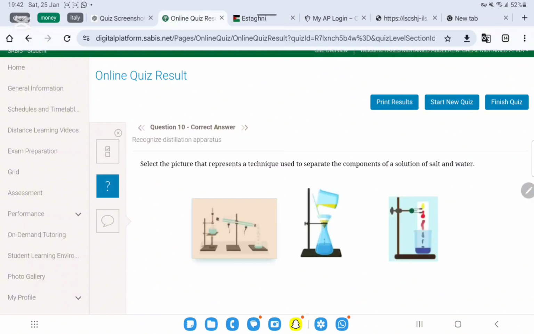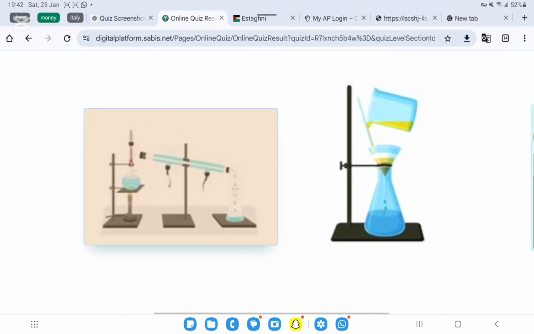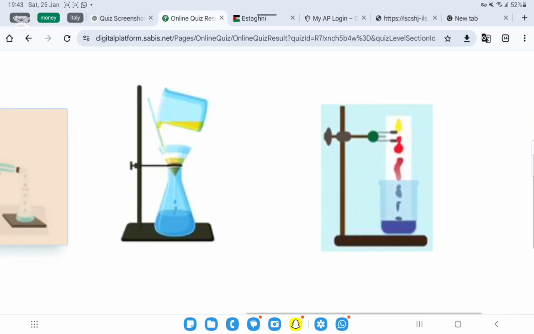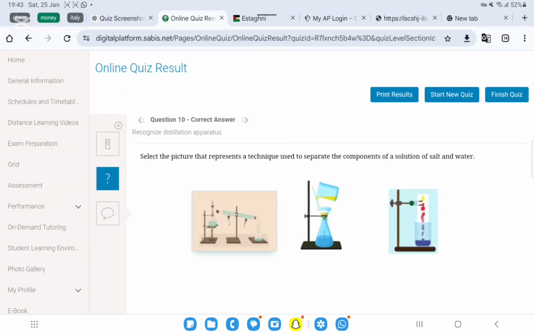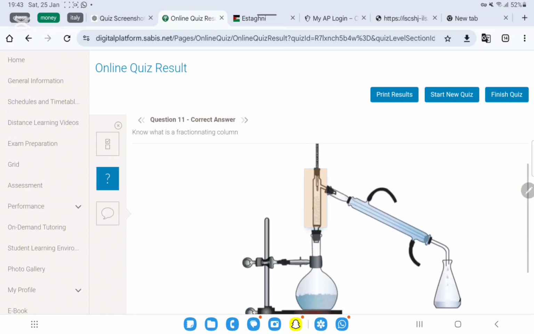Select the picture that represents a technique used to separate the components of a solution of salt and water. For salt and water, like the question before, we use distillation, not filtration, because the salt dissolves in the water. Or paper chromatography. That's distillation.